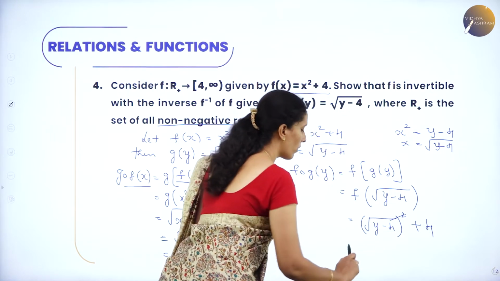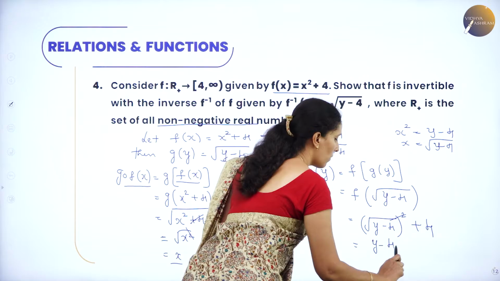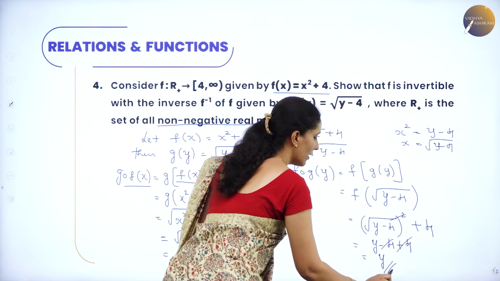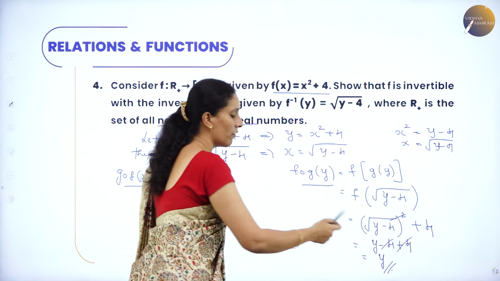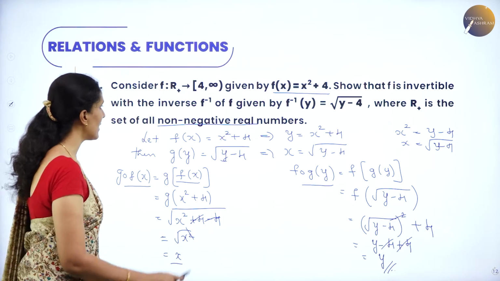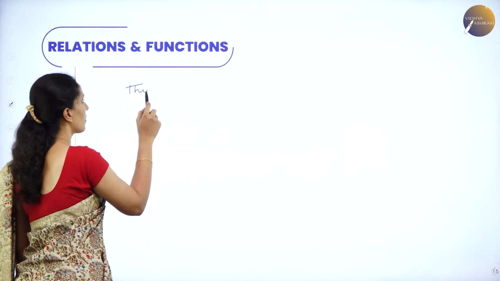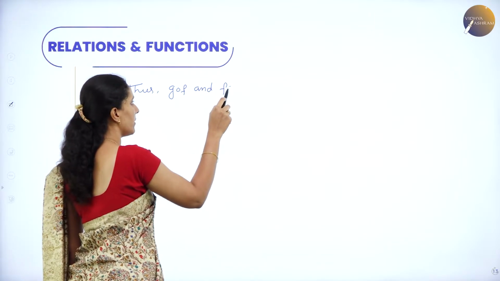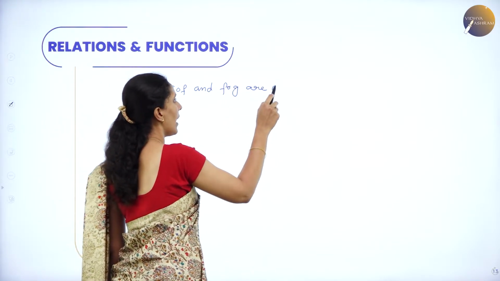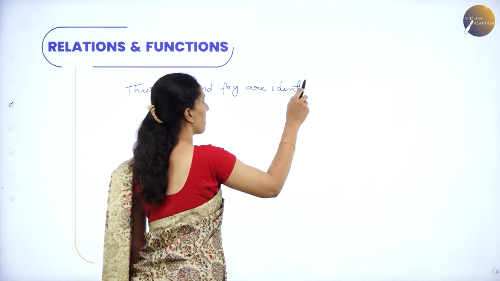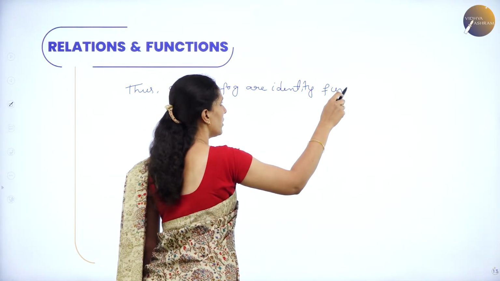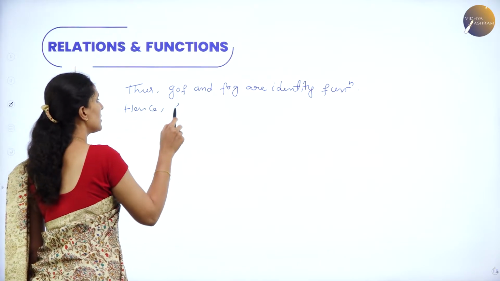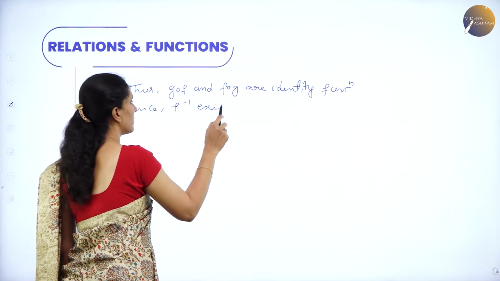Again square and square root get cancelled. y minus 4 plus 4, the plus 4 and minus 4 get cancelled. Hence the answer is y. So we got f naught g of y is equal to y. So clearly we can say that g naught f and f naught g are identity functions. So hence f inverse exists.